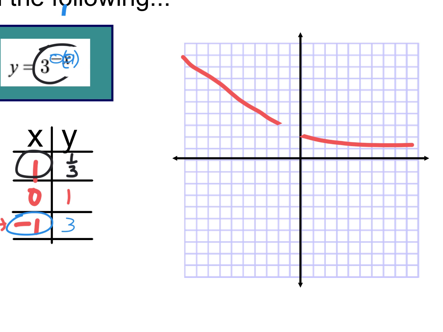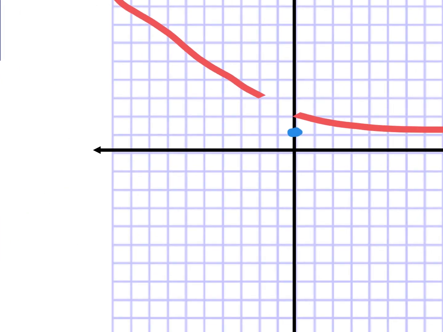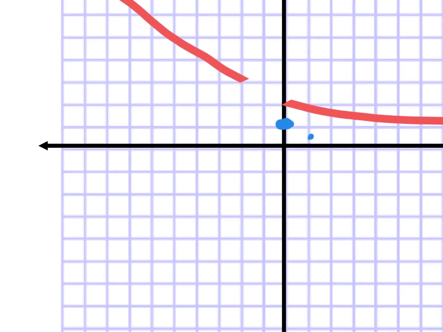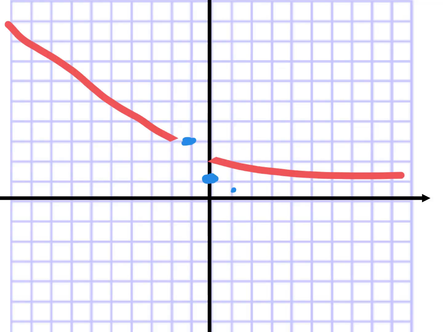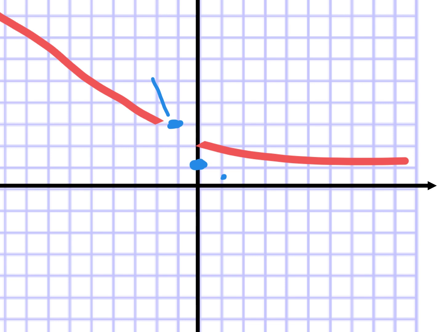It's not perfect, that's why we make the points. But see how the blue one is kind of like what I suggested it would be with the red line? It's decay, it's going down. And the asymptote to be right there at 0.